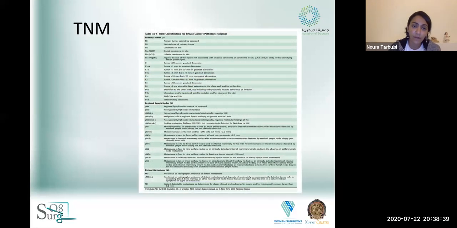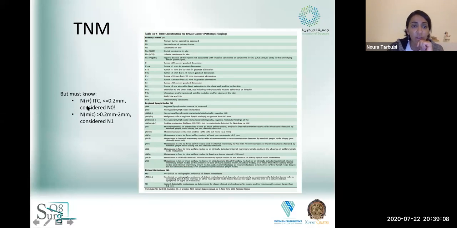Okay. Don't you love this page? You're gonna find it in every book that talks about breast cancer. I find it very difficult to sit and try to memorize all of those little details about the T, the N, and the M. So what I always do is that I only memorize things that will alter my management. What I want you to pay attention to is the lymph node classification.